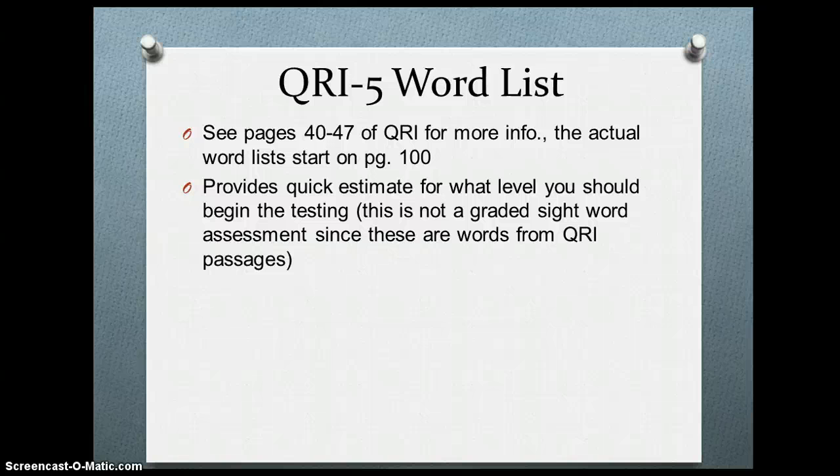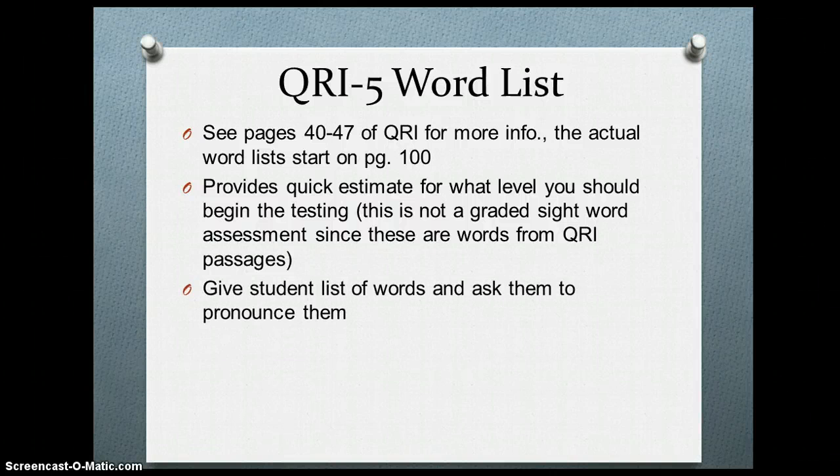This is not a graded sight word assessment, since all of the words on the word list come from QRI passages. So you cannot give the word list assessment and say, okay, they are on the instructional level of first grade. That means they're a first grade level reader. No, no, no. The results on the word list tell you, okay, I should start probably on the primer 2-3 level, because I want to find their independent level, and if they scored instructional on first grade, this is where I would start with the assessment. So the QRI word list just tells you where to start the QRI assessment, so you're not going in blind.